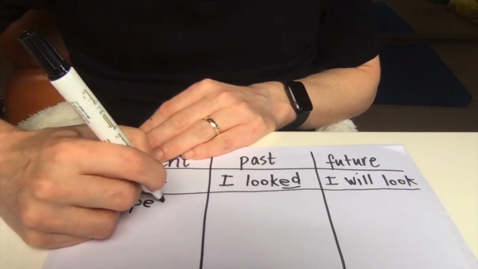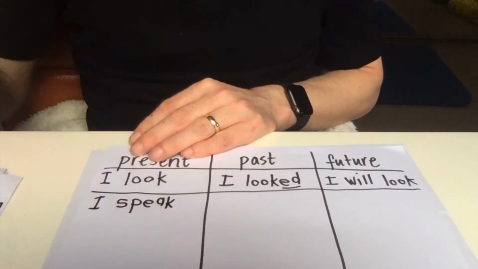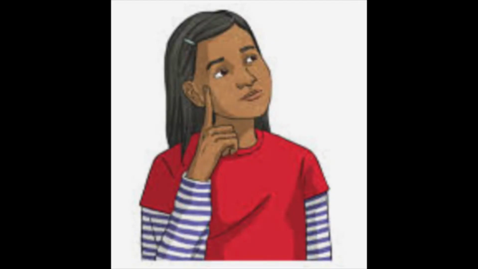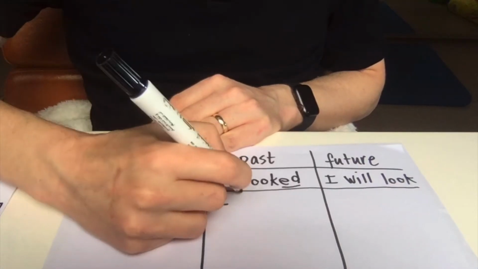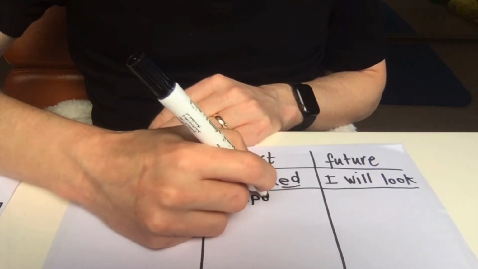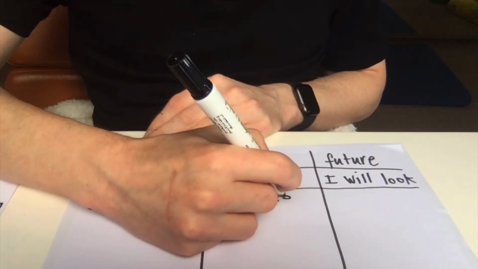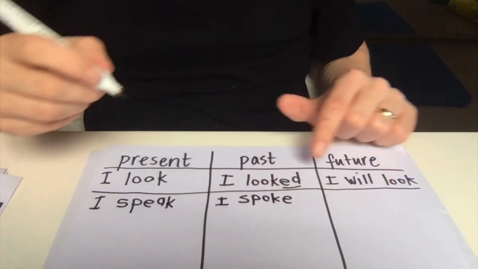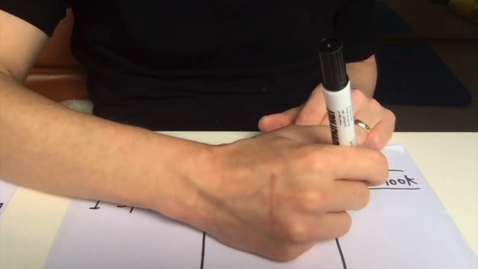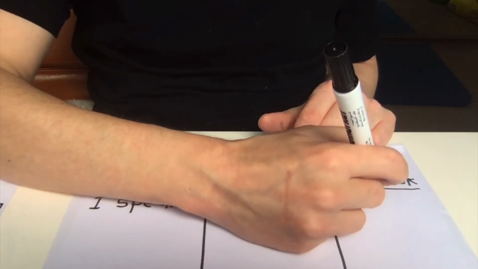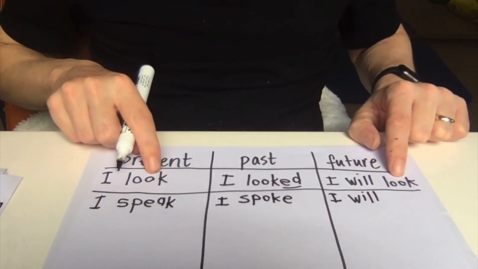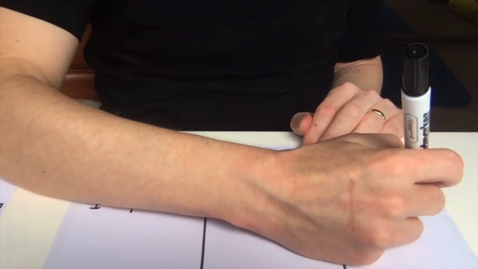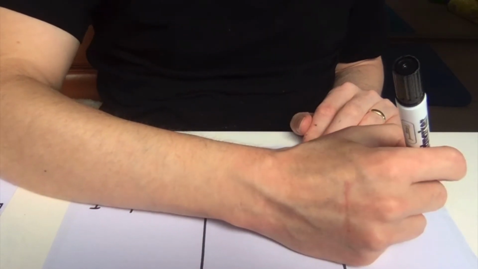For example, I speak. What would be the past tense of I speak? I spoke yesterday. I spoke. So this time we don't add the ed. We don't say I speaked. We say I spoke. And the next one we could say I will speak. And you might notice this word and this word are the same. We're just adding in a different word in between. I will speak. That could be our future tense.